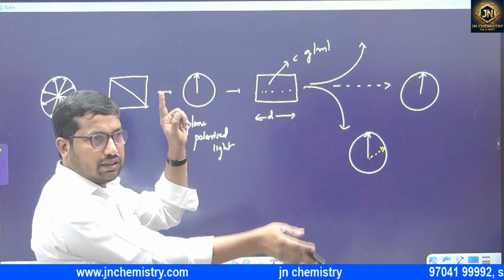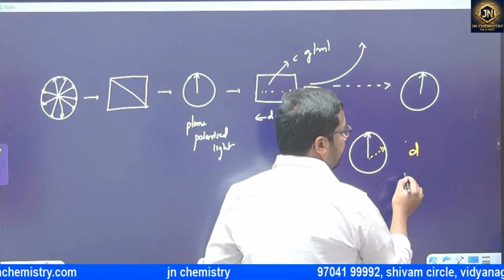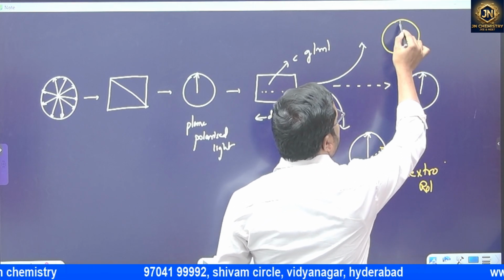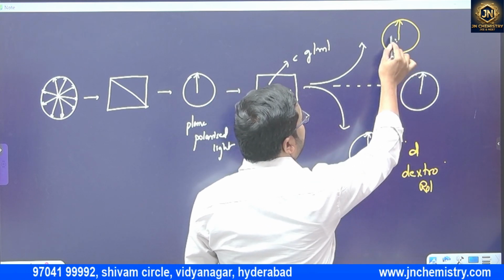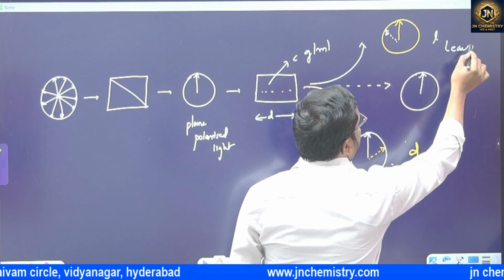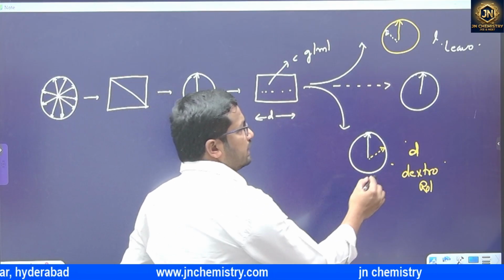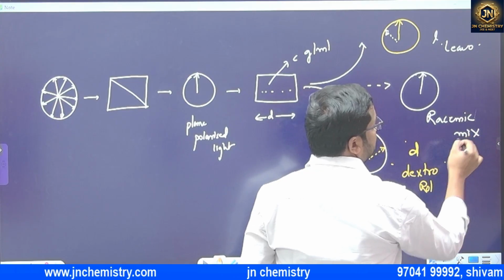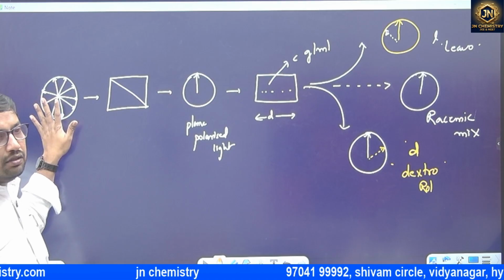So clockwise direction. Clockwise means what? We could say small d or dextro. If it is moving to the left side direction, small l, levo. So if it is going straight, means that is racemic mixture, right?